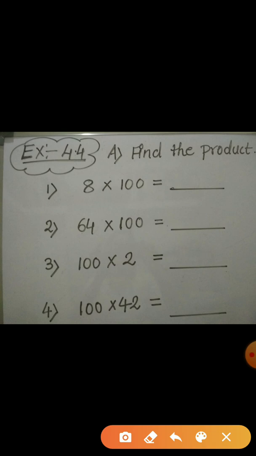Now coming to the last example, 100 into 42. 42 is the number which is going to be multiplied by 100. So first of all I am going to write down 42 and then I keep two zeros to the right of 42. Hence the product is 4200.